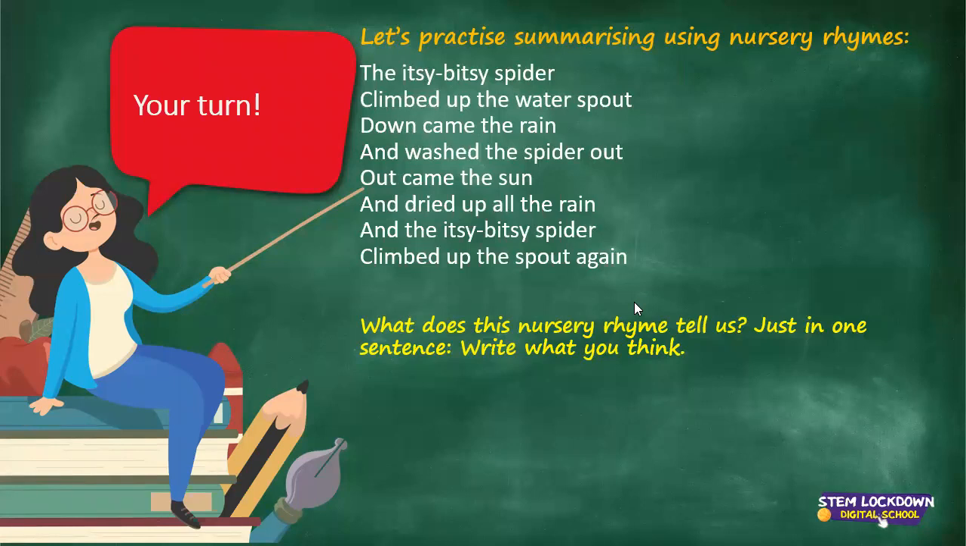Okay. All right, I don't see anyone, so I'll just read myself. This is a very popular nursery rhyme, and I'm sure that you guys are familiar with it. It says, the itsy bitsy spider climbed up the water spout, down came the rain and washed the spider out. Out came the sun and dried up all the rain, and the itsy bitsy spider climbed up the spout again.